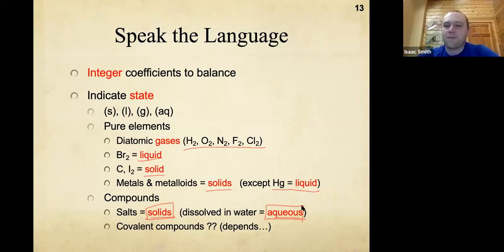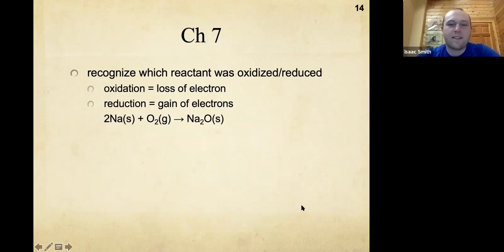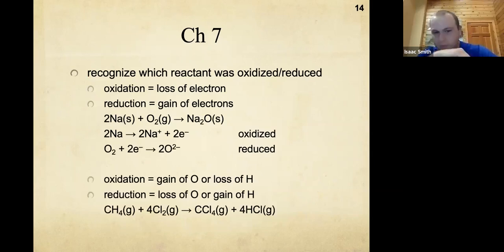Know the ones that are on the slide, but don't stress out about it too much. I'd worry about learning stoichiometry and gas laws a lot more than this. Again, be able to recognize which reactant was oxidized and reduced. We already talked about this, so there are some examples for you.